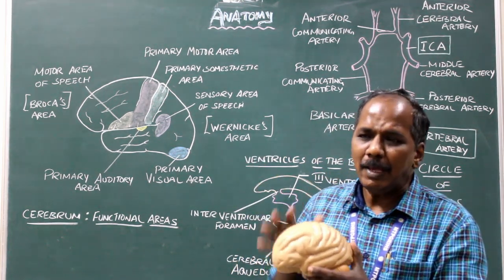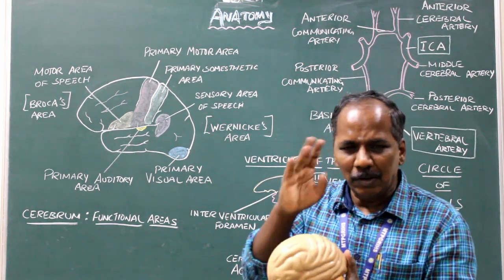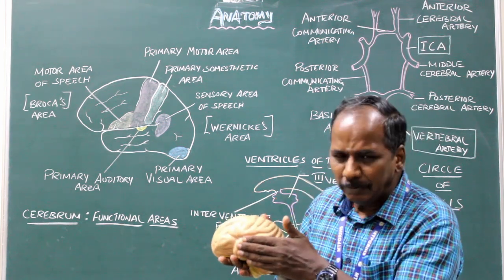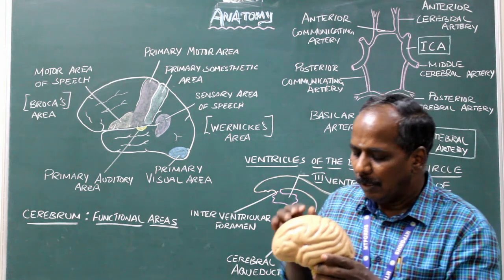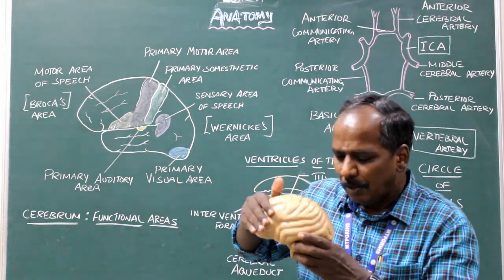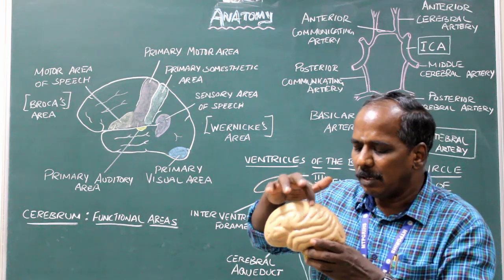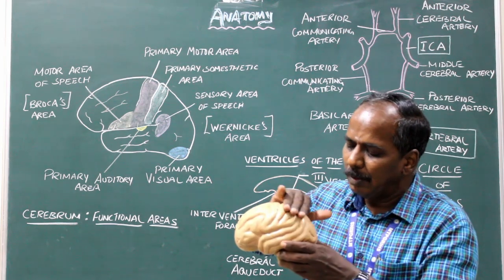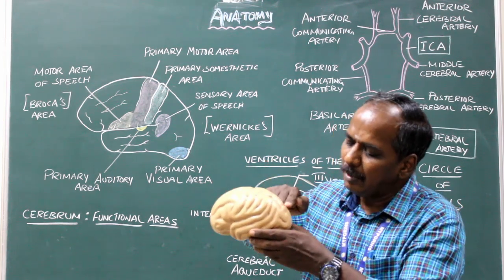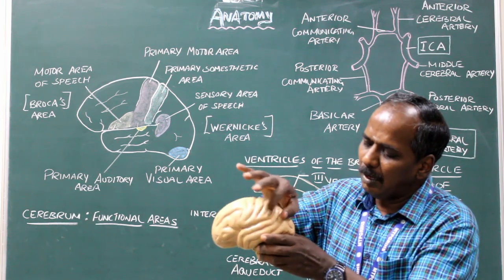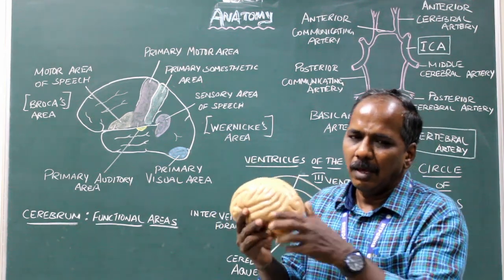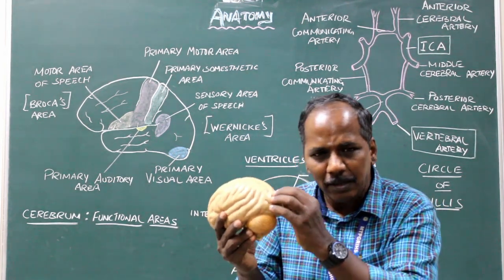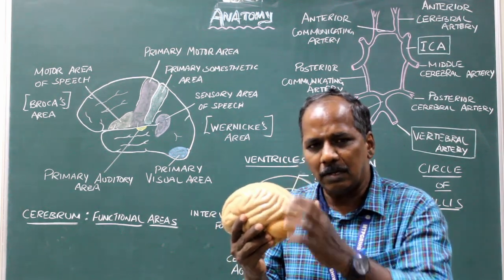Lobes of the cerebrum. Each cerebral hemisphere has 4 lobes: frontal lobe, parietal lobe, occipital lobe, and temporal lobe. Number 1, frontal lobe. The area of the cerebrum present anterior to the central sulcus constitutes the frontal lobe. Parietal lobe: the area of the cerebrum present between the central sulcus and the parieto-occipital sulcus. This area constitutes the parietal lobe.